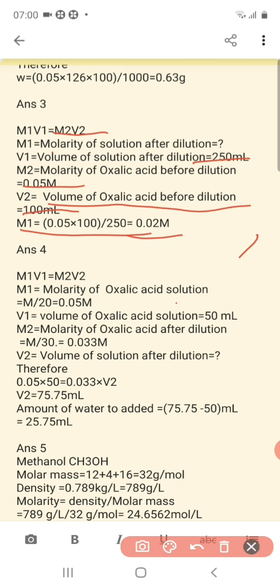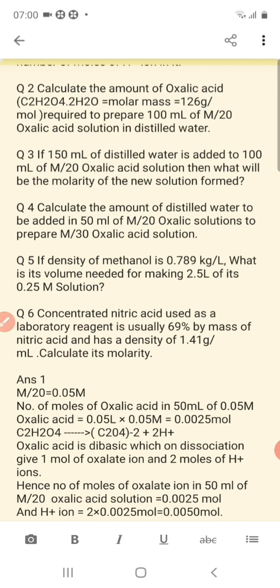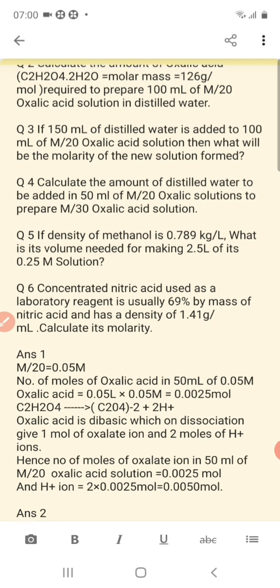Now let us solve another question. Fourth question: calculate the amount of distilled water to be added to 50 ml of M/20 oxalic acid solution to prepare M/30 oxalic acid solution.